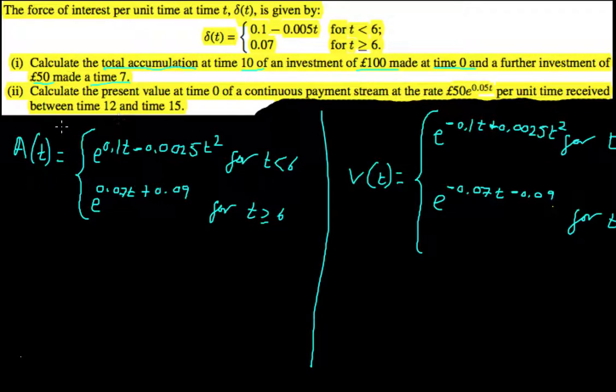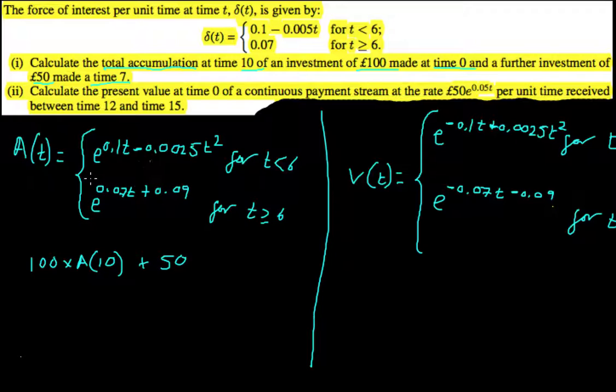I've taken the liberty of finding the accumulation factor, which is e to the positive integral of delta t. We take our £100 given at time 0 and multiply it by the accumulation factor where t is 10. Okay, and that'll be something. Then we add the £50, which is multiplied by this bit over here.